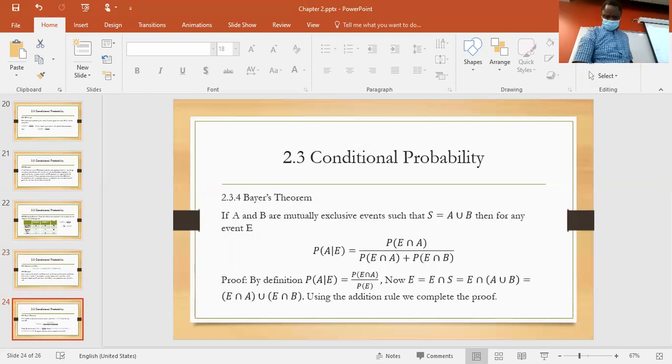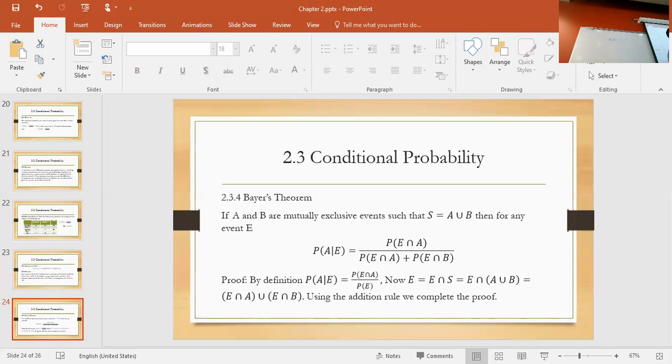There are a lot of examples. Bayes' theorem. I gave you a very simple version of the Bayes' theorem, and we will generalize it later.